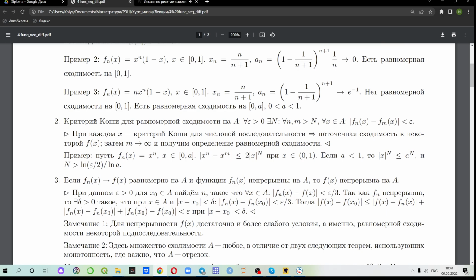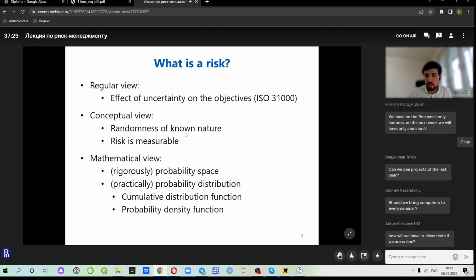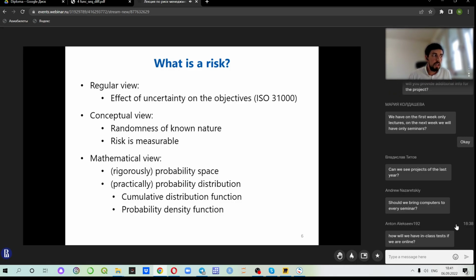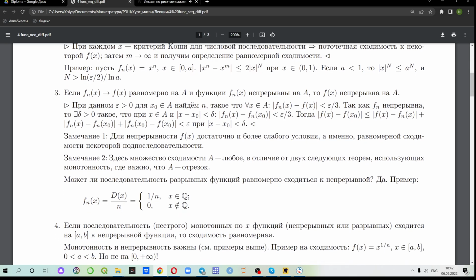All right, but that's quite ordinary and not conceptual, because we don't actually understand what to do with this view. So let's switch to the conceptual view of the risk. And this view actually separates uncertainty and risk, because we think of uncertainty as something that we not only cannot control, but something that we actually cannot measure. When we talk about risk, we actually think of randomness of known nature. It means that we can measure risk.